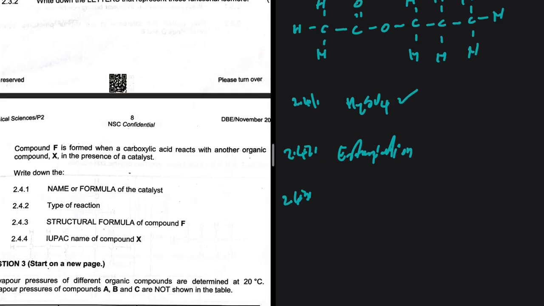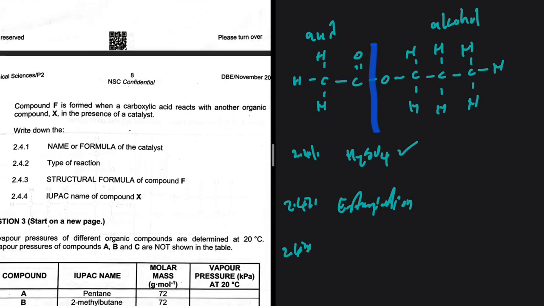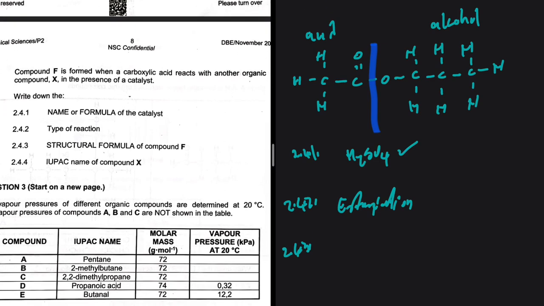And then 2.4.4, IUPAC name of compound X. So carboxylic acid reacts with a compound X, so the compound X must be the alcohol. So let me put a line here, not there, but here rather. So this part should come from the alcohol, and this part should come from the acid. So the alcohol has 3 carbons. What should be the IUPAC name of that alcohol? Let me know in the comments.